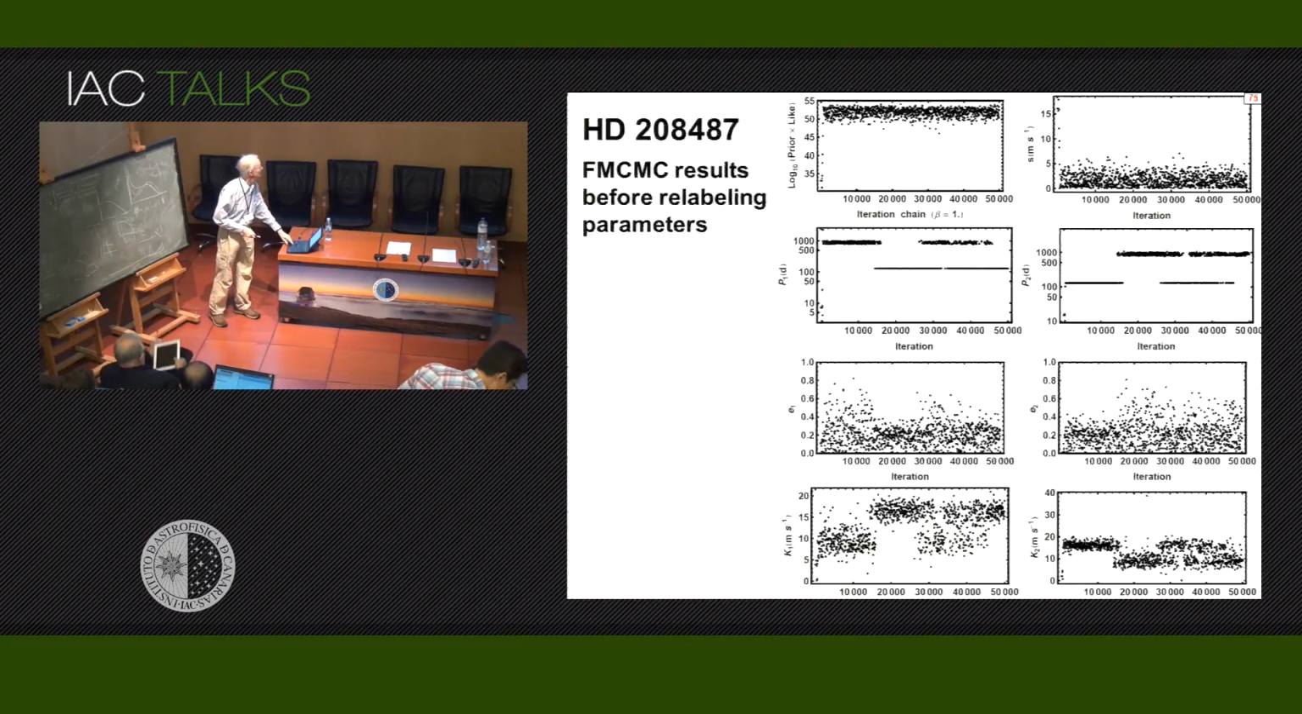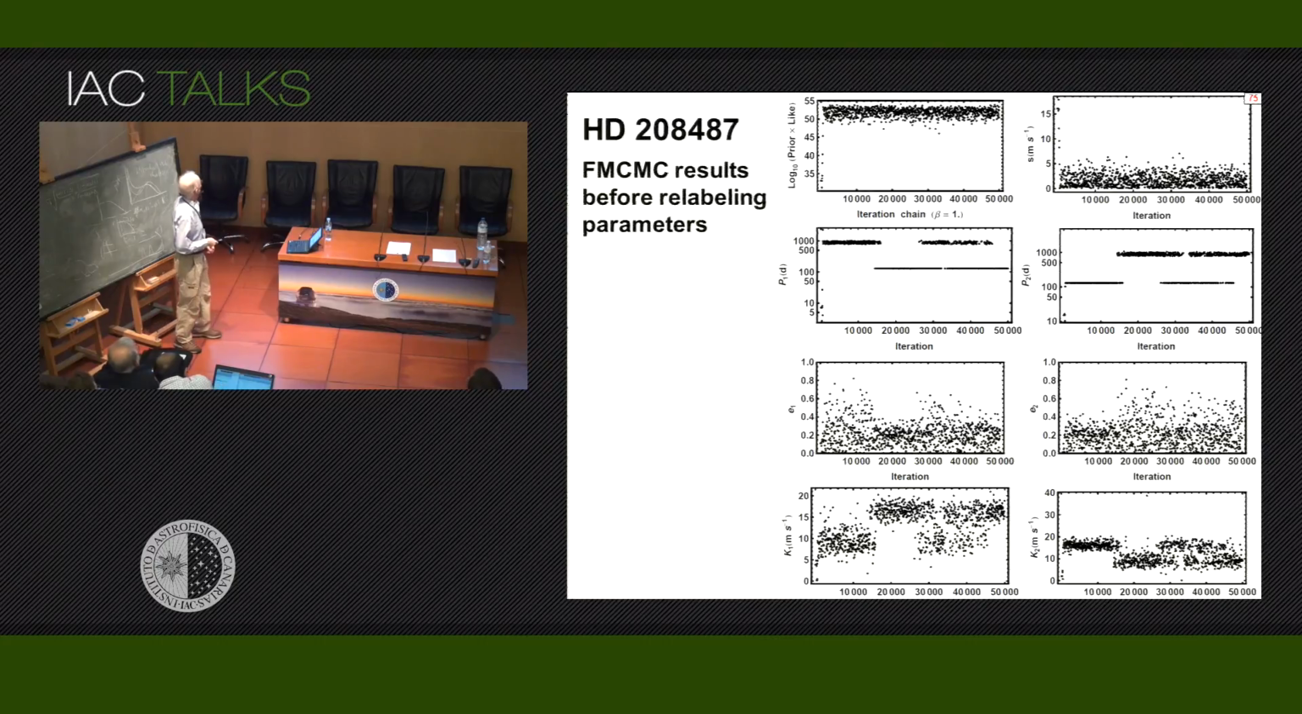Okay, so I'd like to show you what some sample traces look like. This is for the two-planet system HD 208487. Here's the plot of the log prior versus likelihood as a function of iteration. I've thinned the iterations by a factor of 10. In total, I did 500,000 iterations.